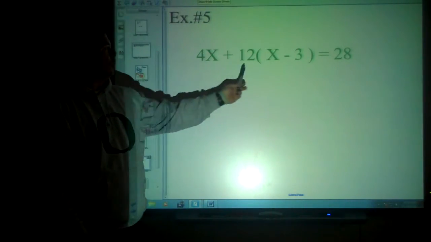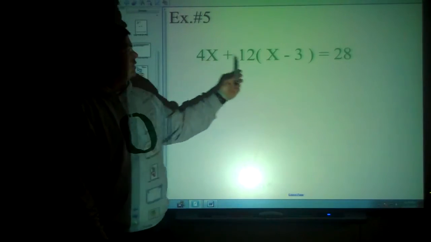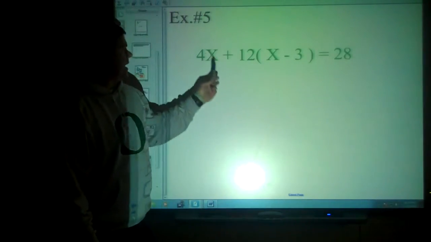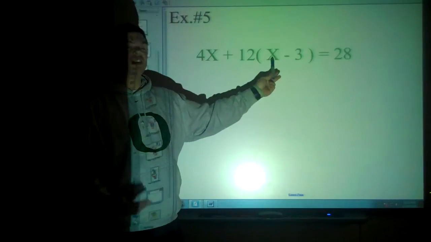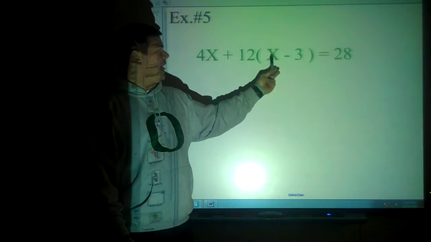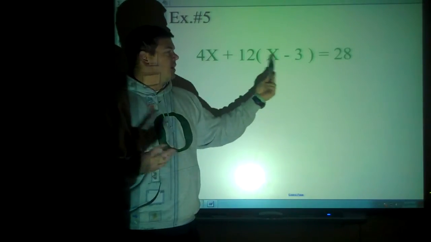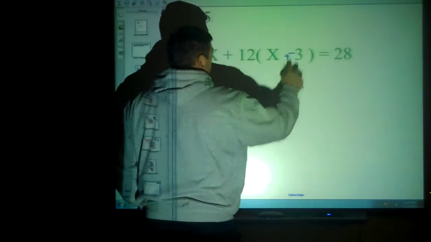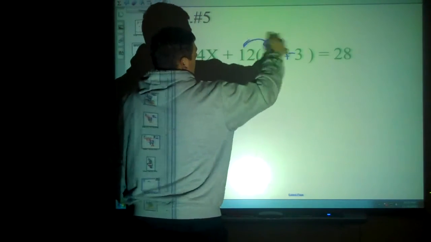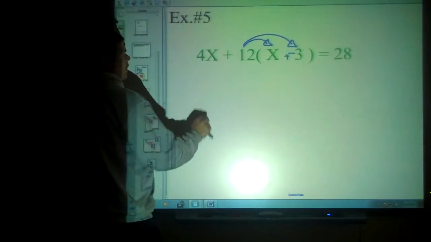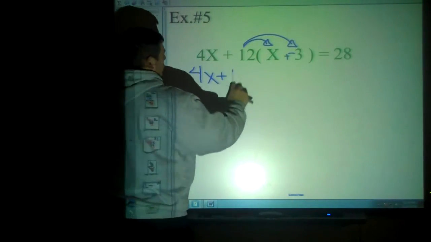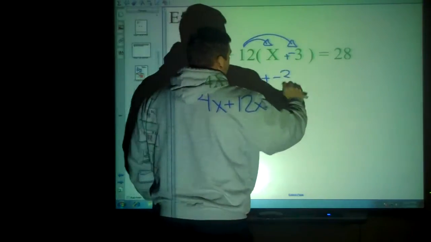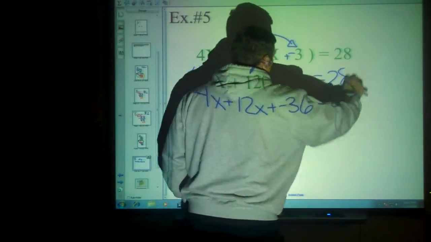I can't add this 4x to the 12. And I can't add this 4x over here to get rid of it. And I can't add 4x to this x because it's inside the parentheses. And I can't add x to minus 3 because they're inside the parentheses and they're not like parts. But I could take and adjust this to plus negative, and I could distribute the 12. In doing so, I now have 4x plus 12x plus negative 36 is equal to 28.